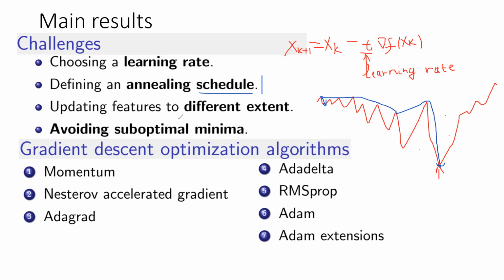Then we need to update features to different extents. We will see that all other algorithms have a lot of different features. And we need to avoid suboptimal minima. For example, if we get stuck here, this is a suboptimal minimum. This is a local minimum, but it is not the global minimum in our view. So let's see what improvements to this method there are. All other methods I will show you are also gradient descent methods.